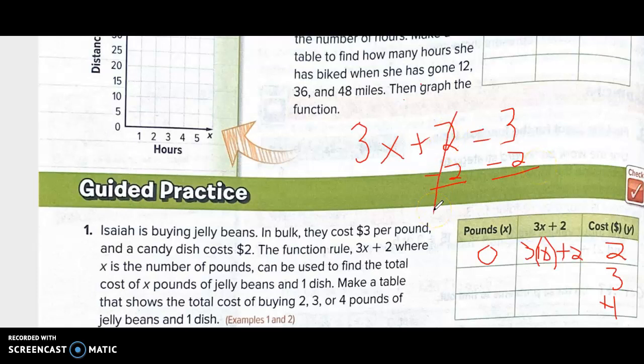So we're just left with 3x on our left side. And on our right side, we're going to do 3 minus 2, which leaves us with 1. All right, so we're left with 3x equals 1. Right, so we're going to divide both sides by 3 to get our x all alone.